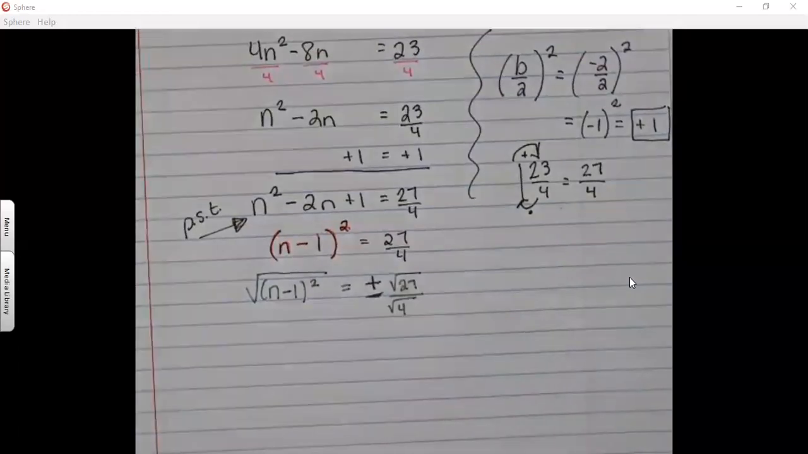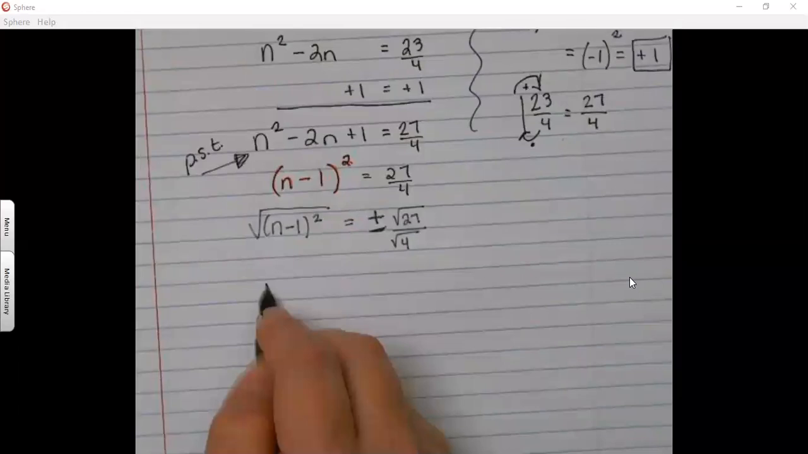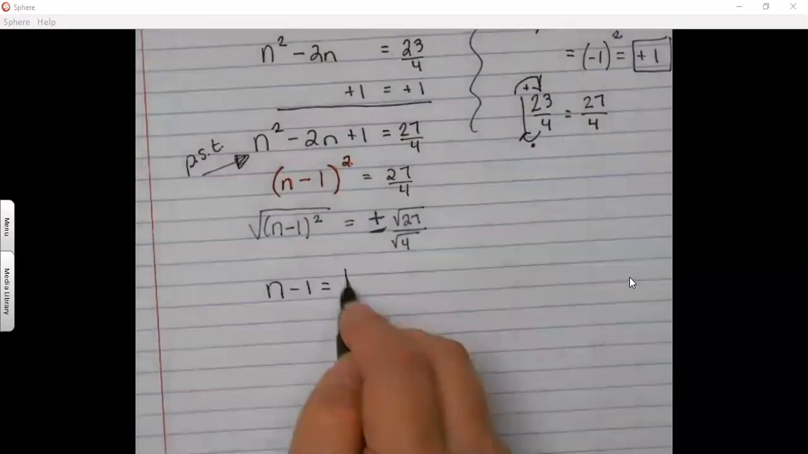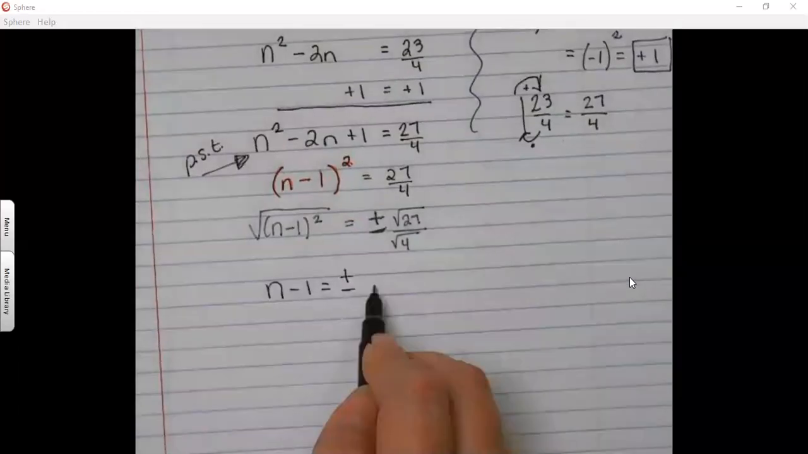Okay, what's the square root of (n minus 1) quantity squared? n minus 1 equals plus or minus. Okay, first of all, let's do the denominator first. What's the square root of 4? 2.